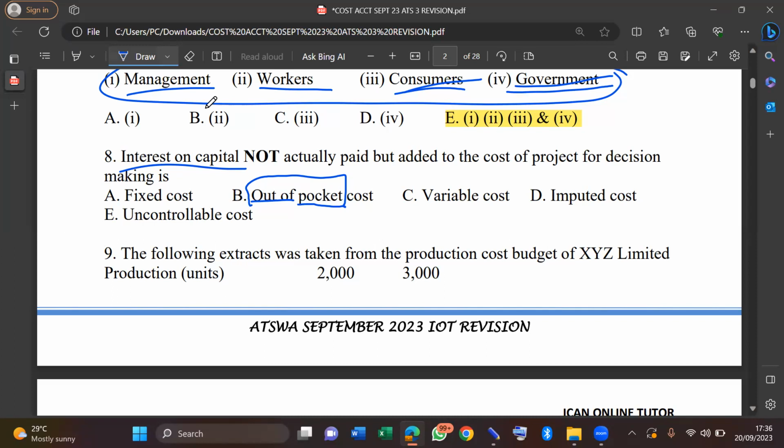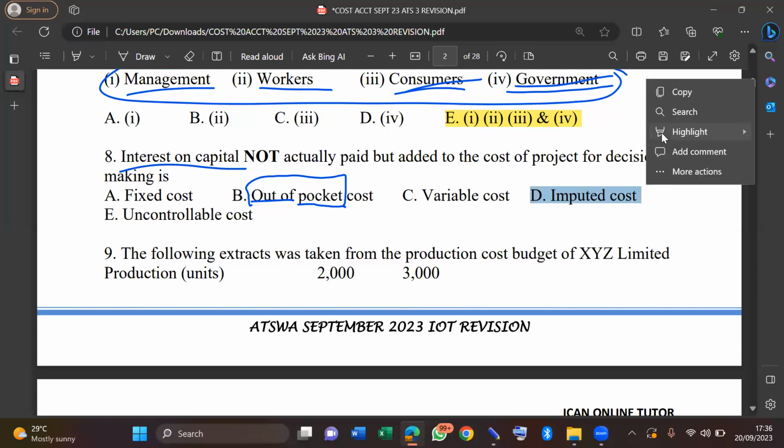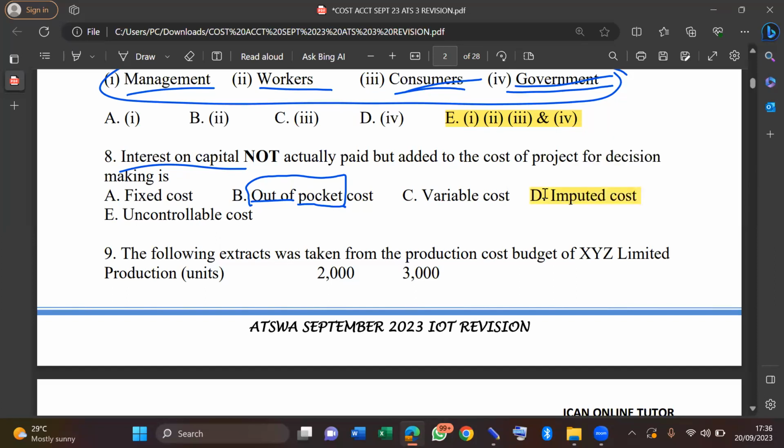Okay, so our correct answer, interest on capital that is not paid, which we are not paying to the cost of a project, is called imputed cost. D is your correct answer, because we incurred imputed cost directly on an asset without investing it back into the cost of the company.